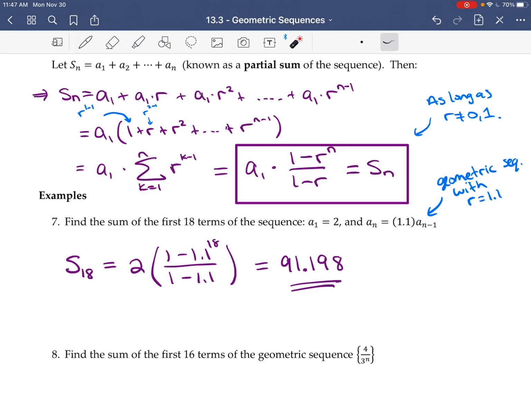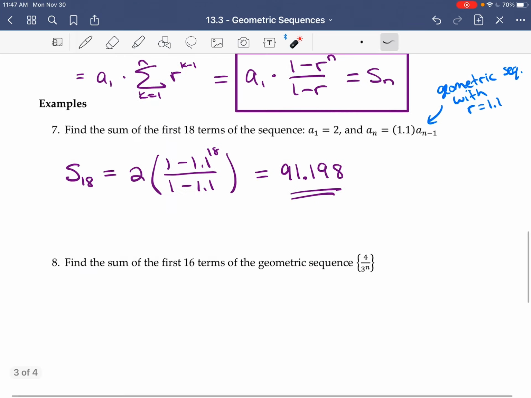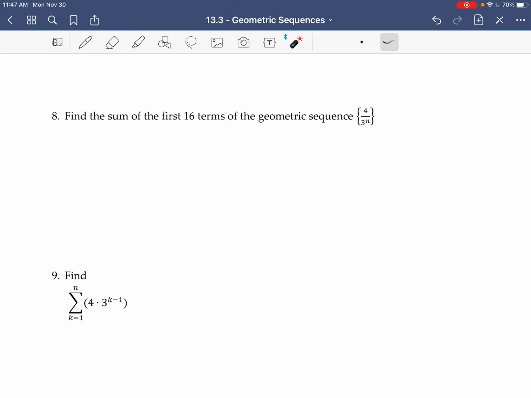So all the terms are going to be 0 except the first one. And for 1, you're going to have the same term over and over again. So again, easier to compute. So let's say we want to find the sum of the first 16 terms of this geometric sequence.